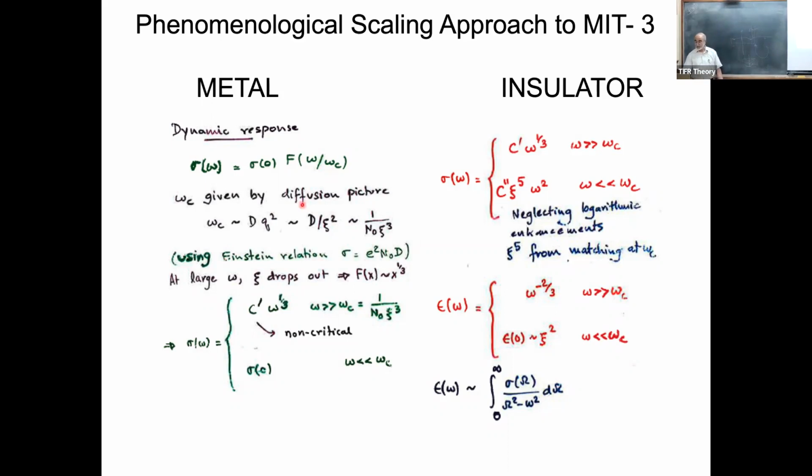So in the diffusion picture, this characteristic frequency should be the diffusion constant times q squared, where q is the relevant length scale. Since the relevant length scale in the problem that is going to infinity at the transition is the localization length, it's D over xi squared. And now I put in the Einstein relation, and I get that this looks like 1 over the density of states times xi cubed.